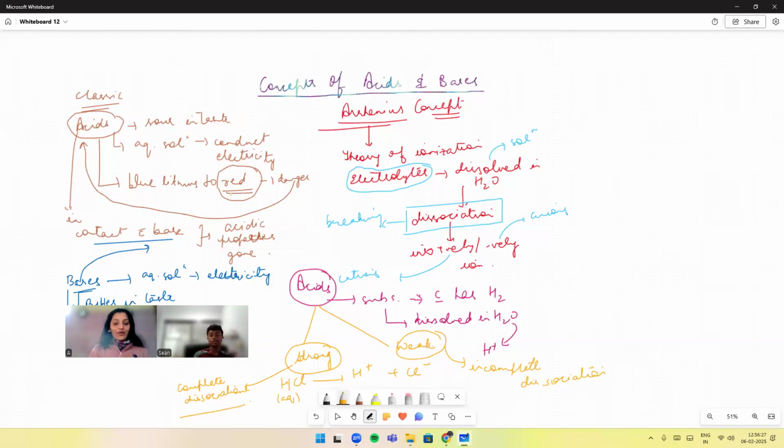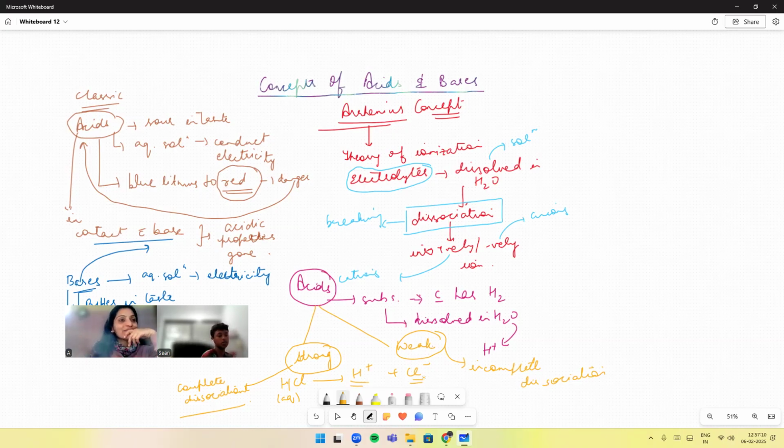I talked about the strong acid, and I told you that it is going to show complete dissociation, and it resulted in the formation of ions. As it is complete dissociation, there will be no molecules present in the solution. All will be converted into ions. Now I'm saying that weak acids show incomplete dissociation. So what does that mean? That there will be molecules. Yes, there will be ions. Very good. Next.